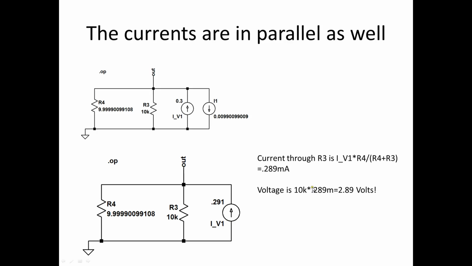Now I have this, and now it's very simple current division. I have the current that I want, and it turns out the current is 0.289 milliamps. So I multiply this current times R4 divided by the sum of R4 and R3. That's current division. And then the voltage is simply that current times R3. And I get 2.89 volts, which is what we achieved in LT Spice at the beginning of the presentation.